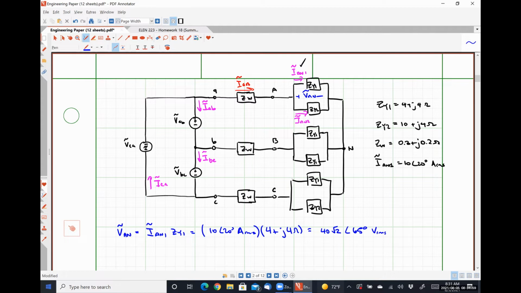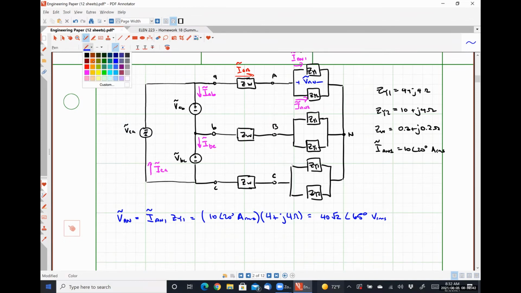10 angle 20 times 4 plus 4i. Yep, 40 square root of 2 angle 65. I'm not some kind of crazy math savant. I know that whenever I have the same real part and same imaginary part, it's just going to be that guy multiplied by square root of 2, and that the angle is going to be 45 degrees. So I'm not some weird, insane person that can do complex math in my head. So just feel like I need to say that.